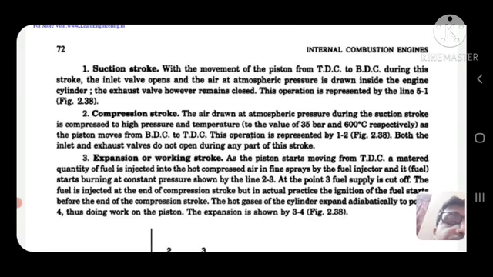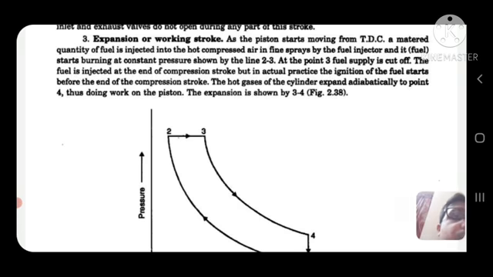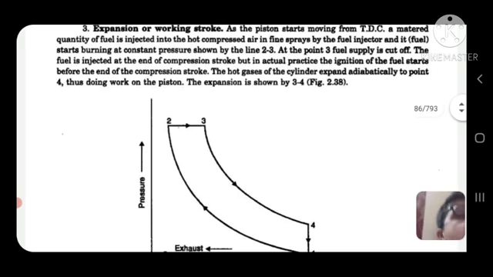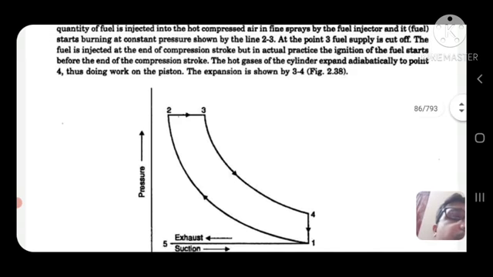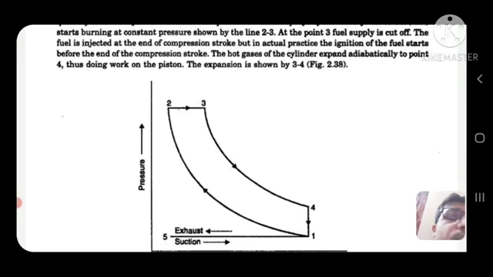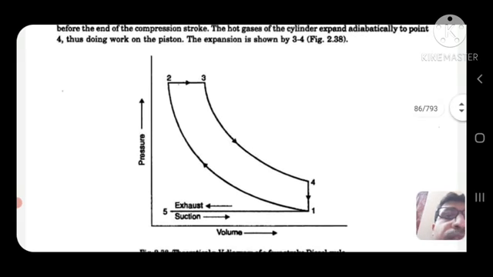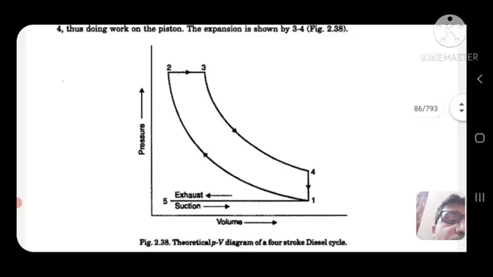Expansion or working stroke. As the piston starts moving from TDC, a metered quantity of fuel is injected into the hot compressed air in fine sprays by the fuel injector. It is injected at the end of the compression stroke, but in actual practice the ignition of the fuel starts before the end of the compression stroke. The hot gases in the cylinder expand adiabatically to point 4, thus doing work on the piston. The expansion is shown here.